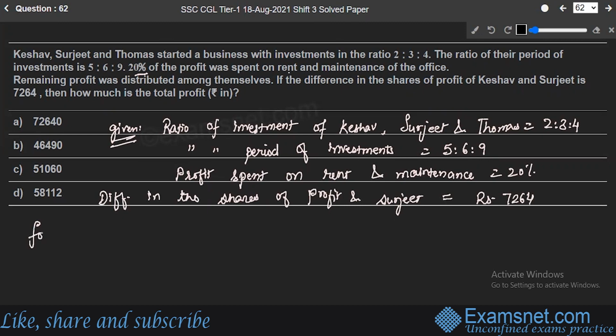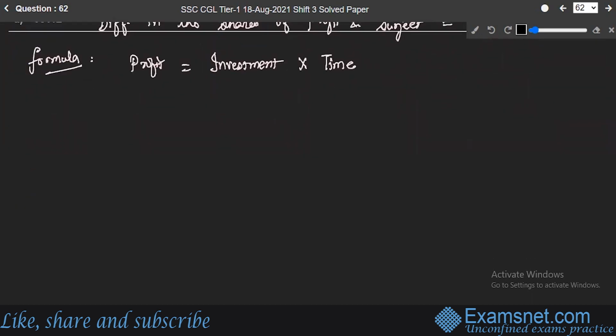What concept or formula we'll use in this question is profit, because we are dealing with the time as well. So profit is equal to investment into time. The more the investment, the more the profit; the more the time, the more the profit. So profit is equal to investment into time. Let's move with the solution now.